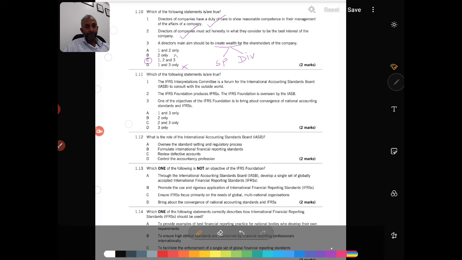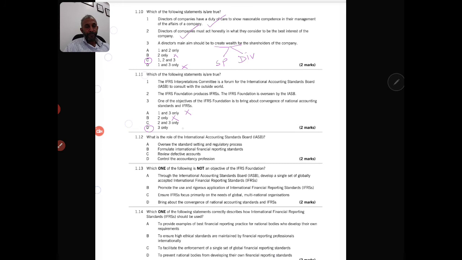1.11. Which of the following statements is true? The IFRS Interpretation Committee is a forum for the International Accounting Standards Board to consult with the outside world. No, they don't consult the outside world. Rather, they provide interpretations of the financial reporting standards which have been developed by the IASB. So answer one is wrong. What about two? The IFRS Foundation produces IFRS. No, the IASB produces IFRS. Two is wrong. So therefore, the answer must be D.